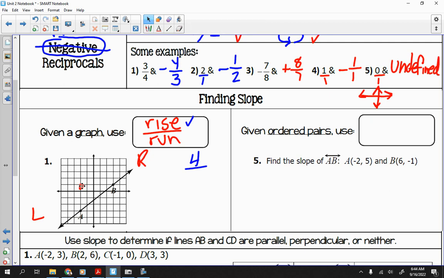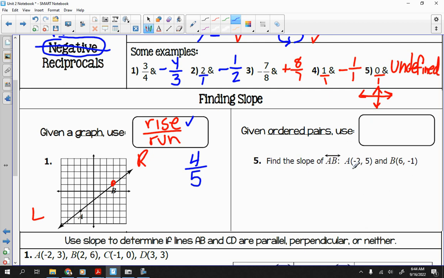Then I'm going to run and stop at my final destination. And I'm going to count how many I run. 1, 2, 3, 4, 5. I am at my destination. I have given you correct directions on how to get from A, my left point, to B, my right point.